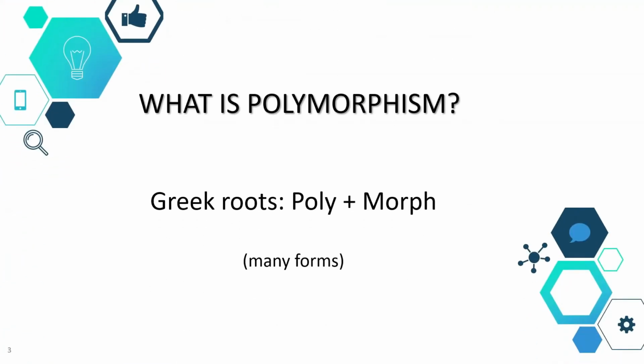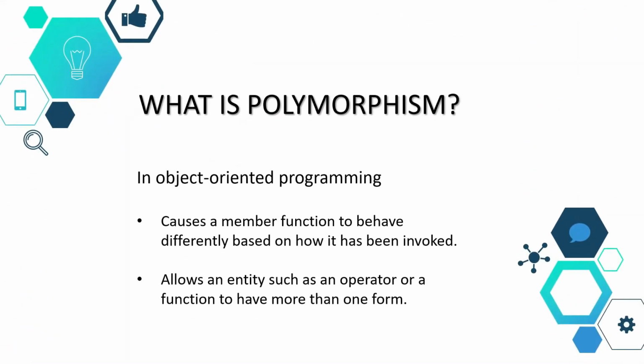The word polymorphism is derived from poly, meaning many, and morph, meaning forms. So it is the characteristic of being able to assign a different meaning or usage to something in different contexts. Specifically in object-oriented programming, it means to allow an entity, such as an operator or a function, to have more than one form.